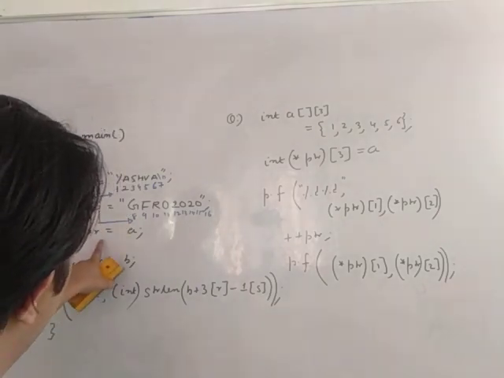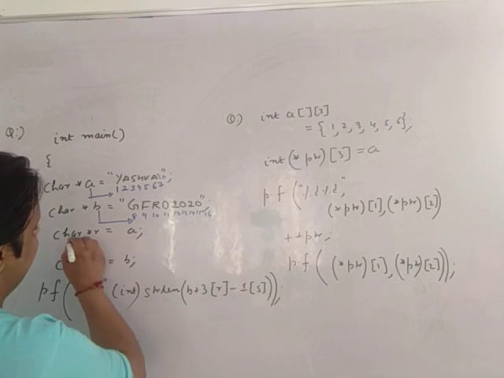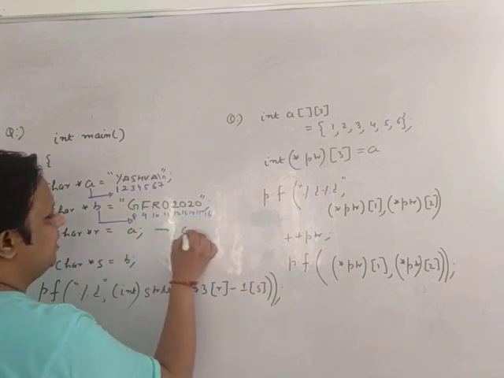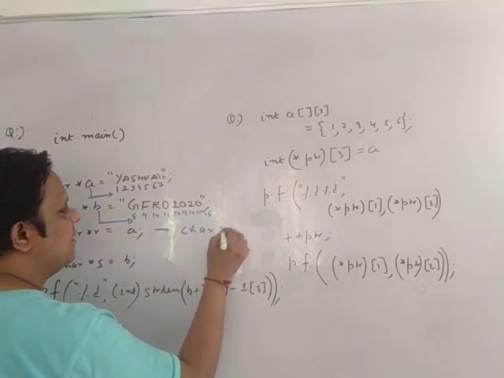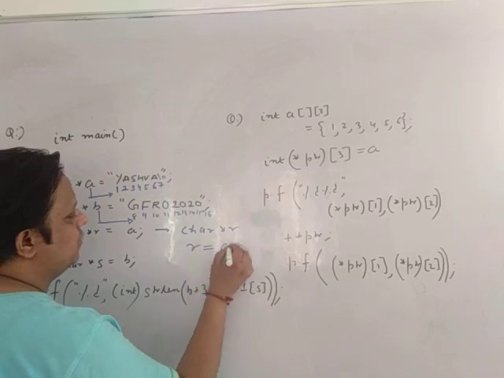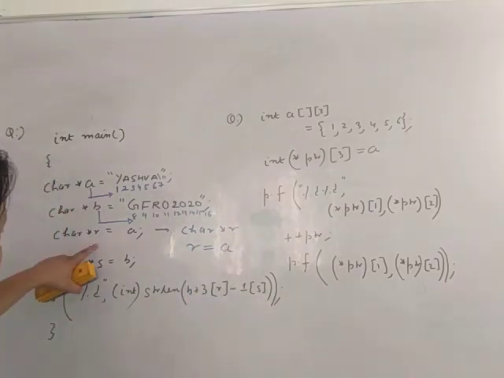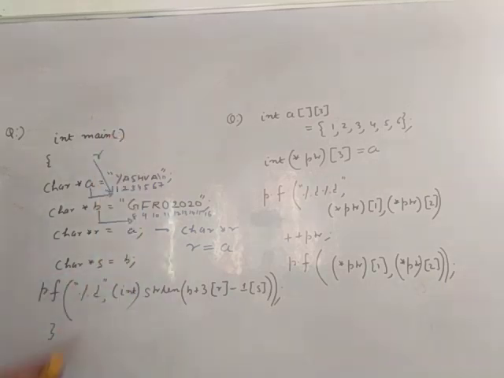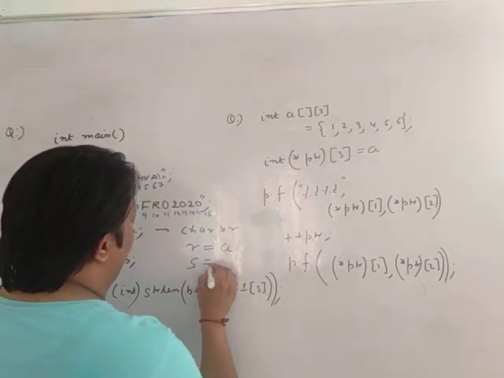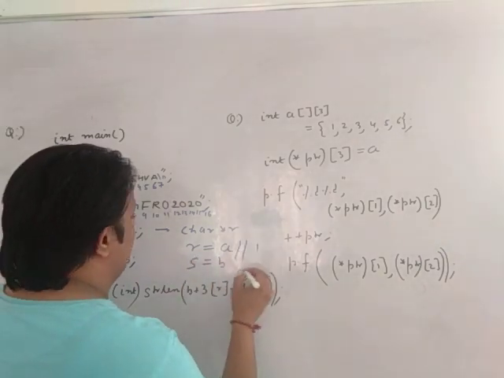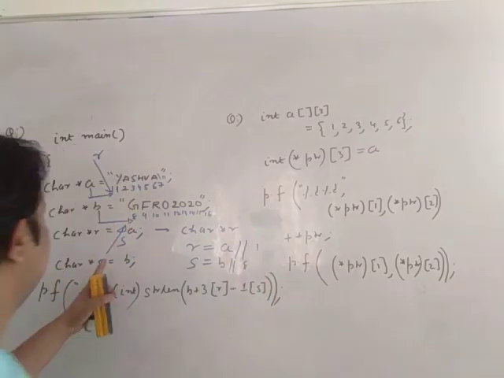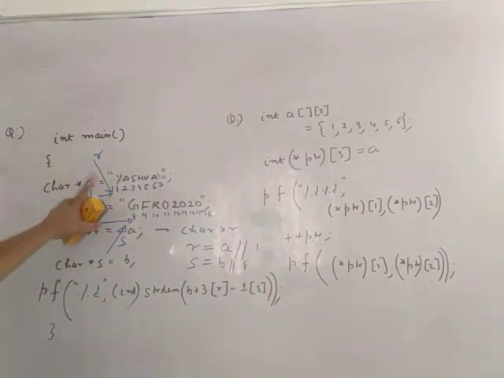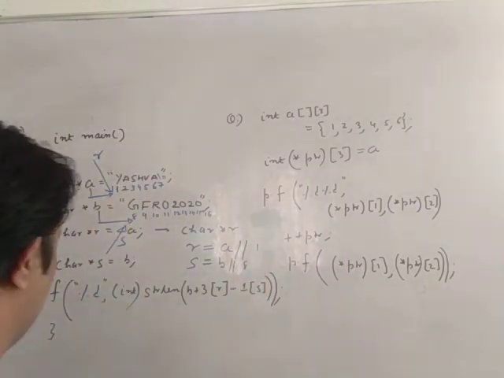Now char *R = A means you have a pointer R and R is equal to A. It means your R is pointing at 1 itself. Similarly your S is pointing at 8 itself, S is pointing at B. So A's address is 1, B's address is 8. So S is pointing at 8 and R is pointing at 1. Fine. So far so good.